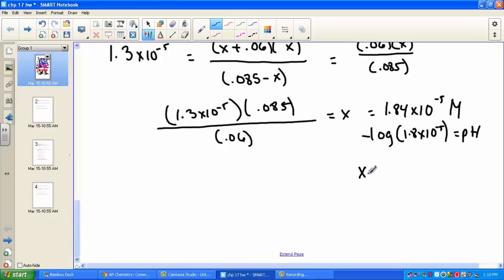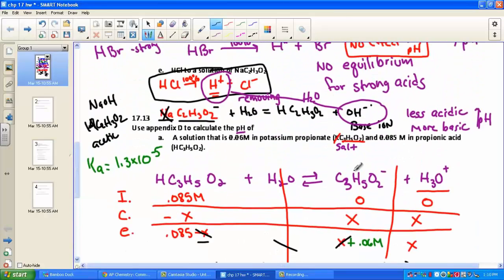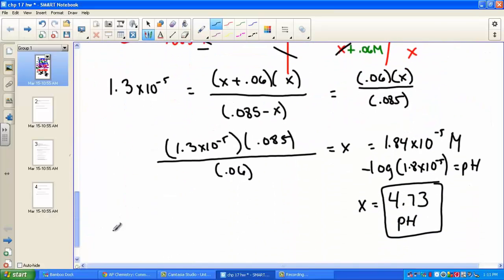Did you find the same thing I did, where pH is given to us as 4.73 pH units? Does that number make sense? Well, it does. We were looking for an acid solution. A pH of 4.73 does indeed lie in the acid range.